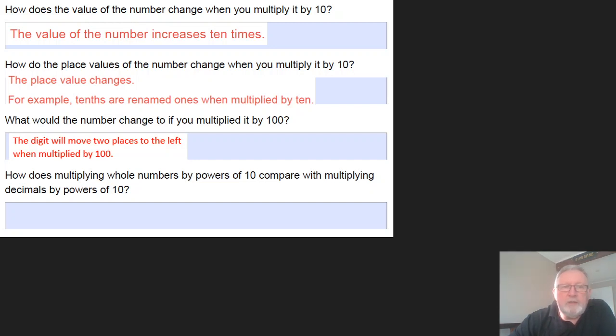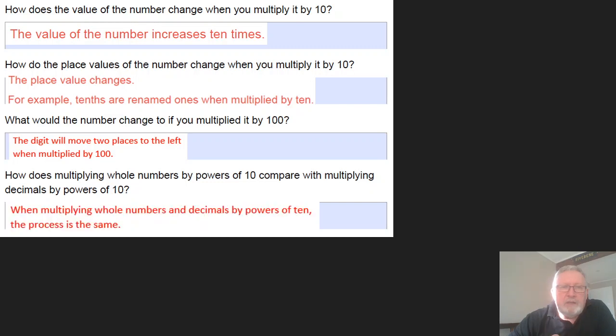And how does multiplying whole numbers by powers of 10 compare when multiplying decimals? Okay, so the question is, if we multiply a whole number by a power of 10, is that any different really to multiplying a decimal by a power of 10? And the answer is no, they're pretty much the same process. We do exactly the same thing, and we'll see that as we go through this lesson.